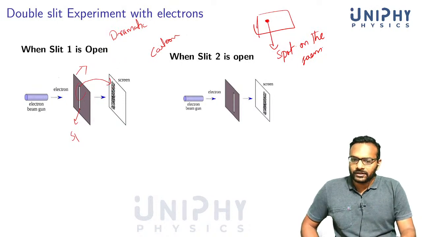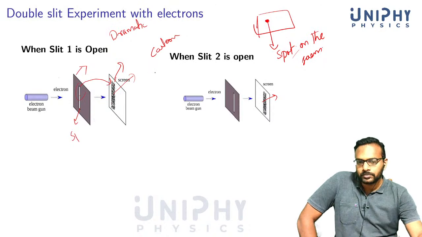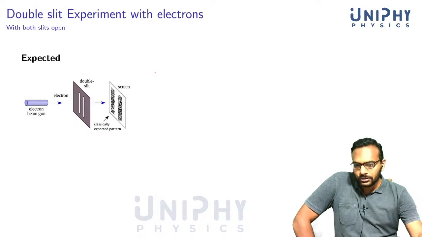Alright. So at first sight, this is the kind of pattern that we get behind screen 1, and this is the kind of pattern you get behind screen 2. And we explain it very easily because the electrons passing through slit 1 will make spots on here, and the spots will build up to this pattern eventually. This is what we expect.